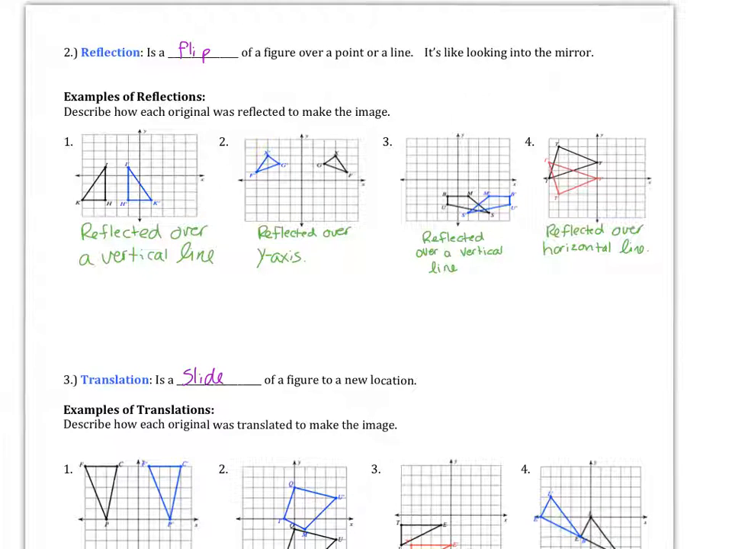Okay, our second type of rigid motion is called a reflection. And a reflection is a flip of a figure over a point or a line. It's like looking in the mirror. Okay, so here are some examples of reflections.